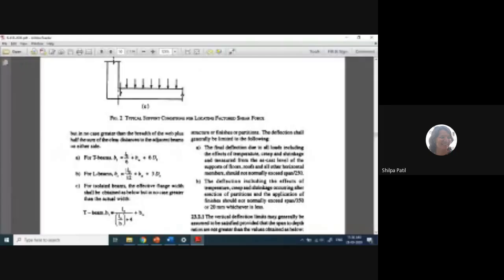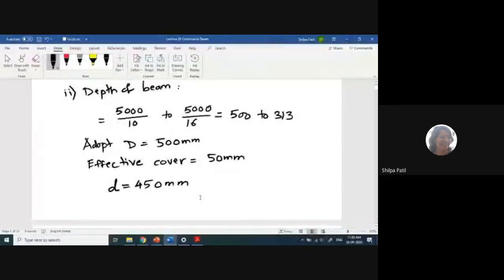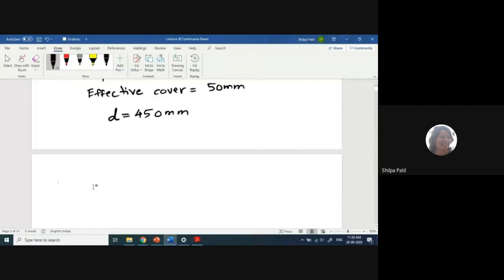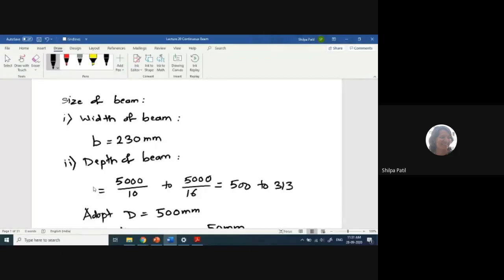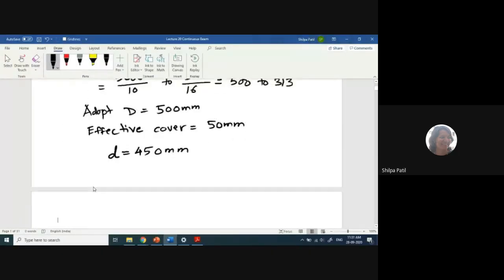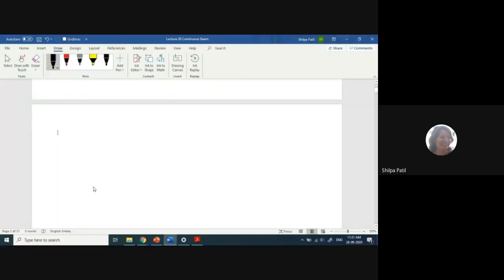That is BF equals L0 upon 12 plus BW plus 3 times DF. So this formula we have to make use of here to find out the width of the flange. I will go back to the write-up and let us write it down now. We have decided the width of the beam, which is actually at the bottom, so I will write it down as BW. And now we have to find out the width of the flange.